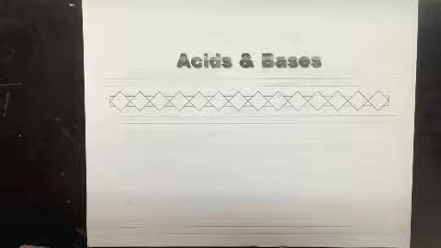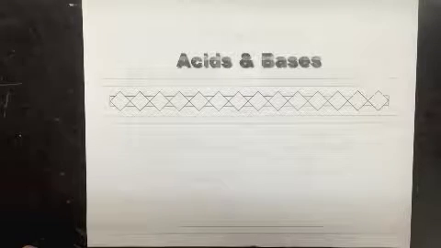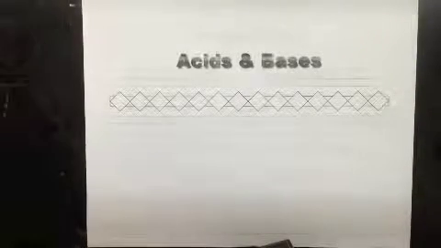This is on acids and bases. We're going to talk about the different properties, their different definitions for an acid and a base, so how can you tell them apart, neutralization reactions, and if you have a weak or a strong acid or a base. And then we're going to end it with titration.